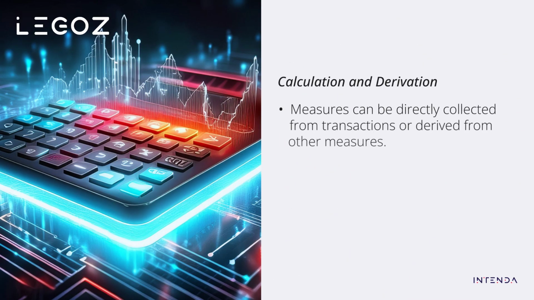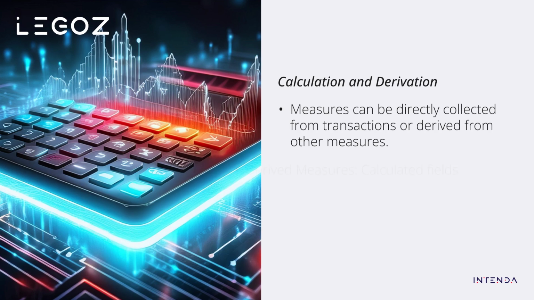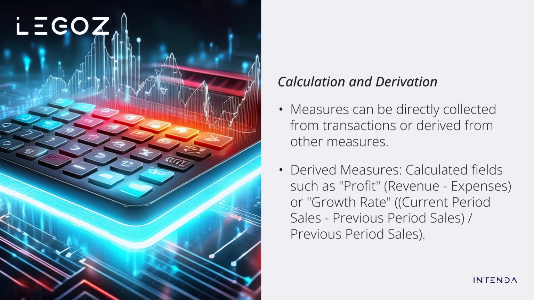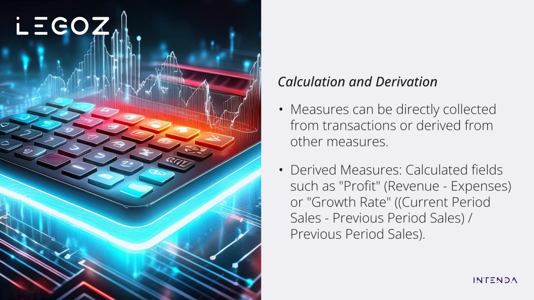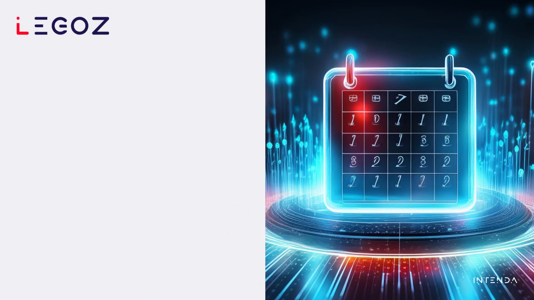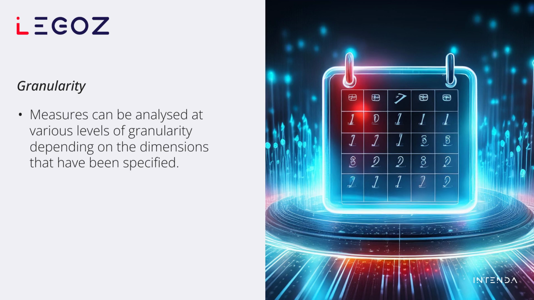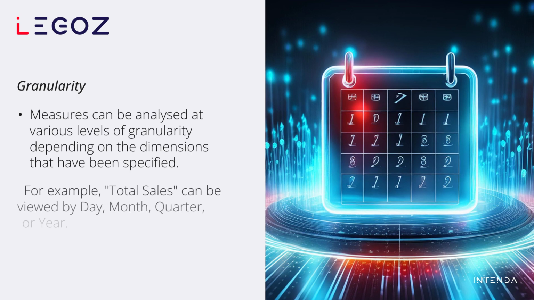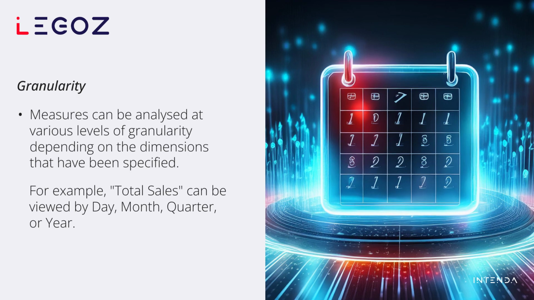Measures can be directly collected from transactions, or derived from other measures. Calculated fields such as profit, which is revenue minus expenses, or growth rate, the current period sales minus the previous period sales divided by the previous period sales, are examples of derived measures. Measures can be analyzed at diverse levels of granularity, depending on the dimensions that have been specified, such as viewing total sales by day, month, quarter, or year.